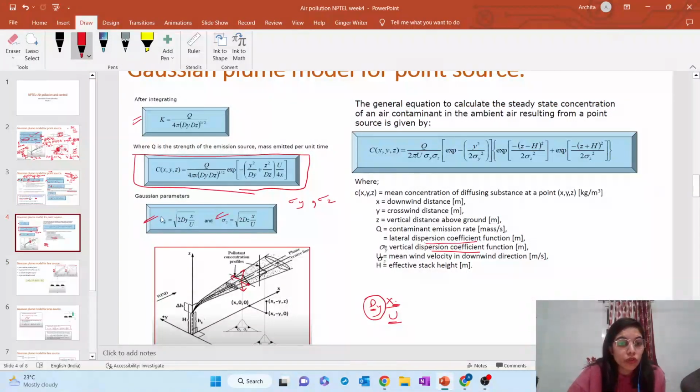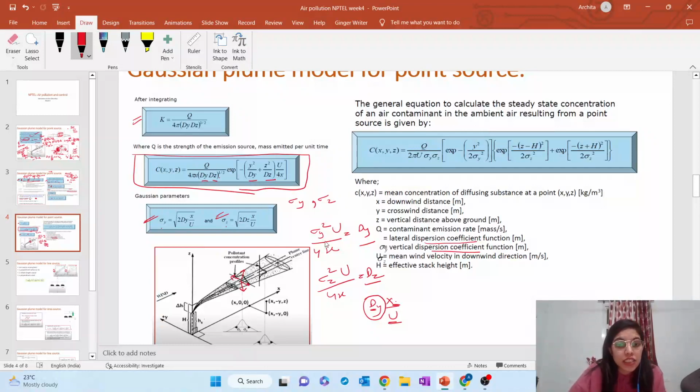That is one thing. So you put the dy and dz, you replace with sigma y and sigma z values, and if you write it, it becomes sigma y square u divided by 4x, which is equal to dy. Similarly, for dz it is sigma z square u upon 4x is equal to dz, and from here you put the dy and dz values in this equation, here and here.